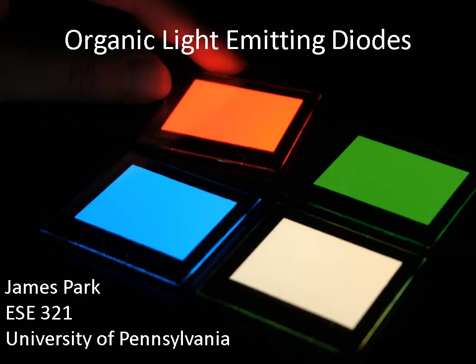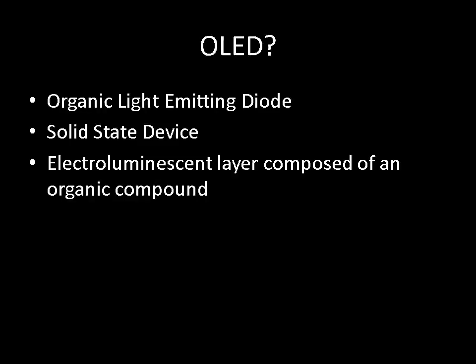Hi, my name is James, and in this video I will explain a device called an organic light emitting diode, which is more commonly known as an OLED. An OLED is a solid-state organic light emitting diode that emits photons through an electroluminescent layer made of an organic compound.